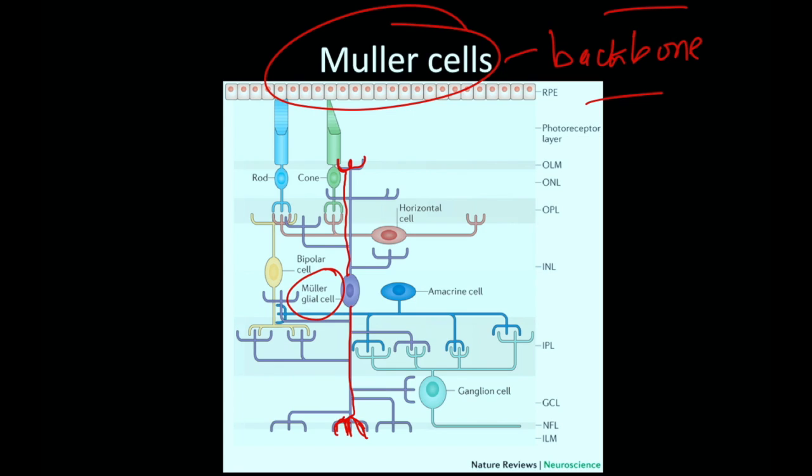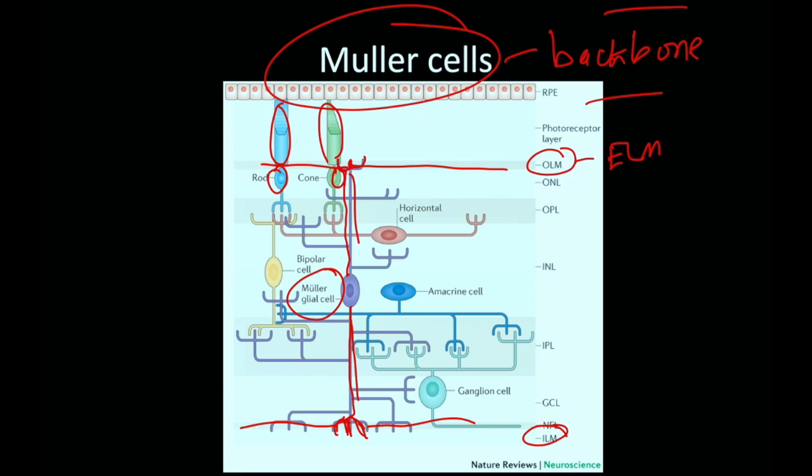This Muller cell is going to give these two projections here, and it forms the outer limiting membrane and the inner limiting membrane. Just understand that. So the outer limiting membrane is going to be the junction between the nucleus and the body of the rods and cones here. Okay, that is where the external limiting membrane or the outer limiting membrane is going to be. The inner limiting membrane is just inner to the nerve fiber layer. So Muller cell is important in that it is going to form the backbone.